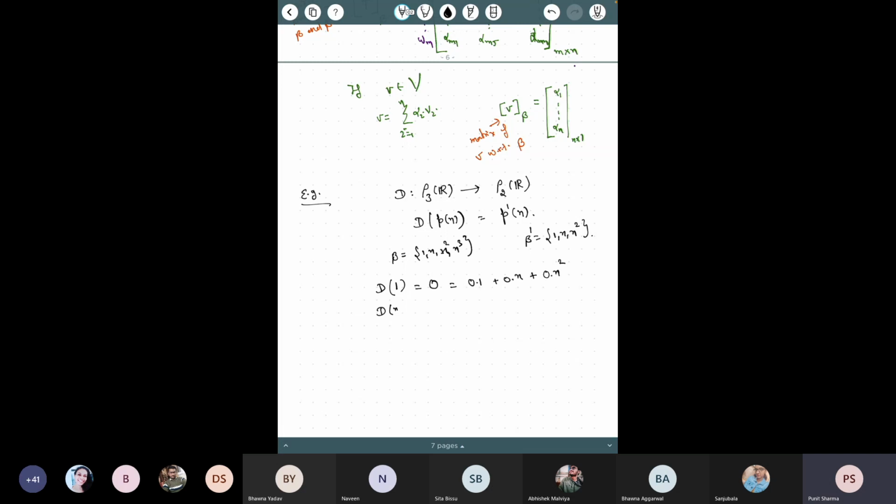Similarly, I will do it for the next vector. d of x is 1 because of the derivative map. So it would be 1 times 1 plus 0 times x plus 0 times x square. Similarly, you do it for the other two vectors also. It would be this one, right? And this is for the last vector.